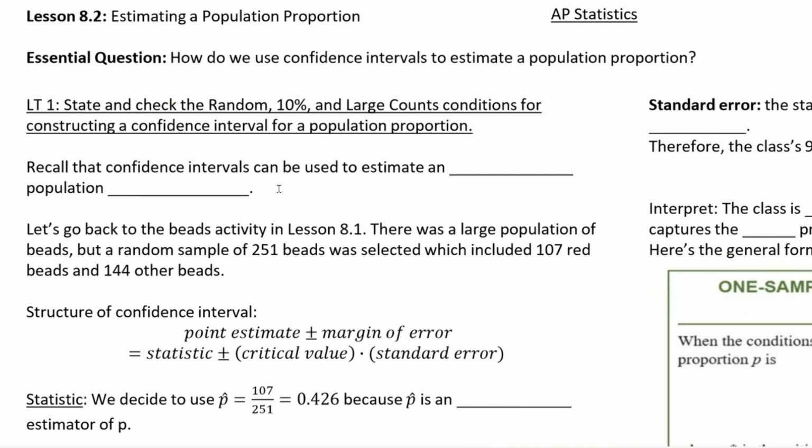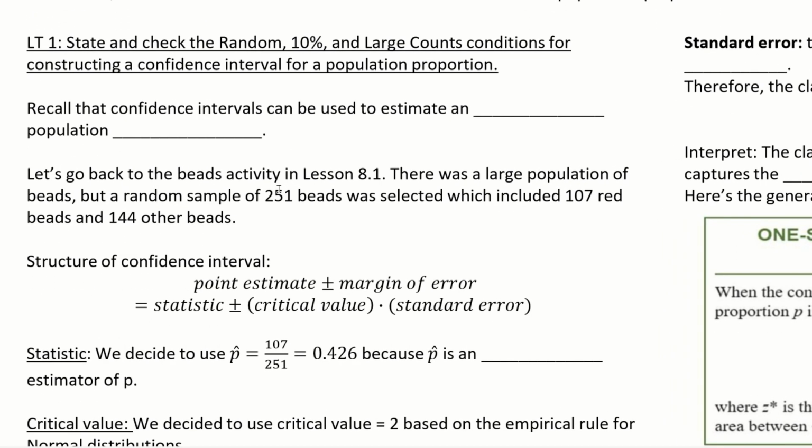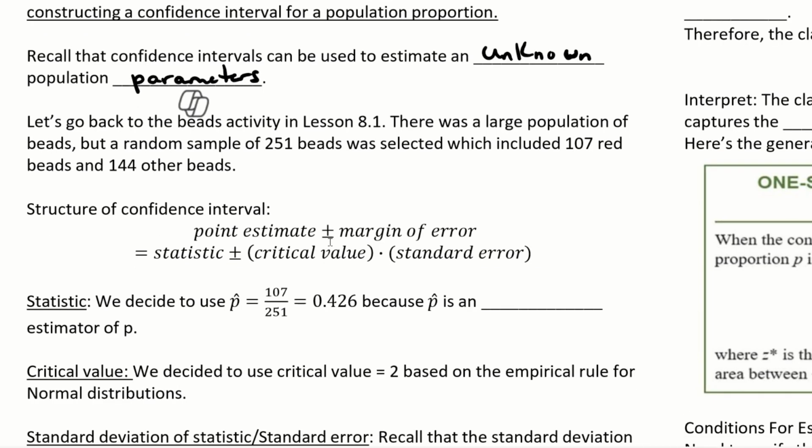So our first learning target is to state and check the random, 10%, and large counts conditions in order to construct a confidence interval for a population proportion. Recall that confidence intervals are what we use to estimate unknown parameters, and parameters are based off of the population. So unknown population parameters.